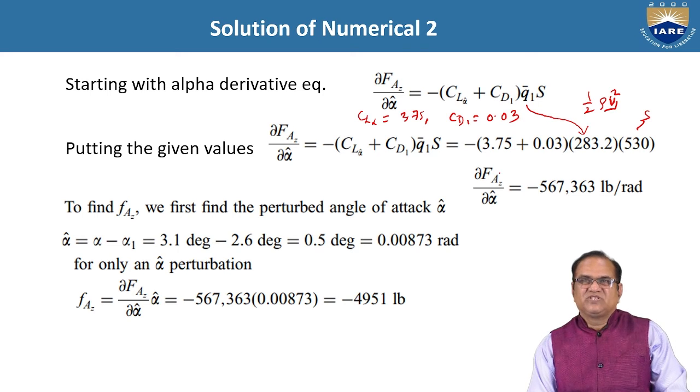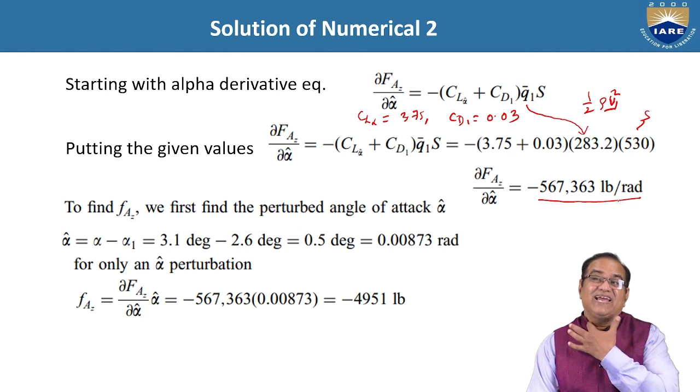These are given. Now we know this equation: dFz by d alpha is the slope of the curve, it is a derivative. First we have to find this derivative. So minus (CL alpha plus CD1) Q1 S. So minus (CL alpha equal to 3.75 plus CD1 equal to 0.03) multiplied by 283.2 into 530. If you multiply, you will get dFaz by d alpha equal to minus 567,363, okay, about 567,360 pounds per radian. This we got.